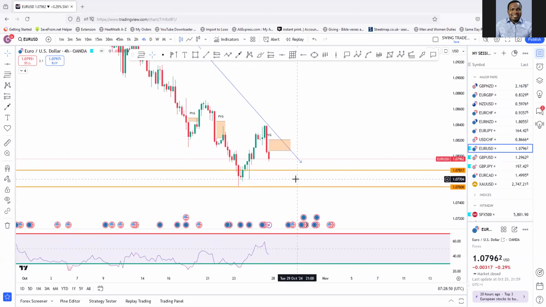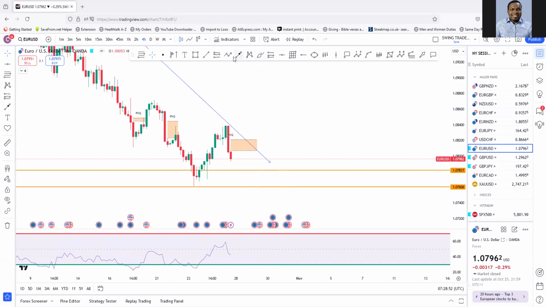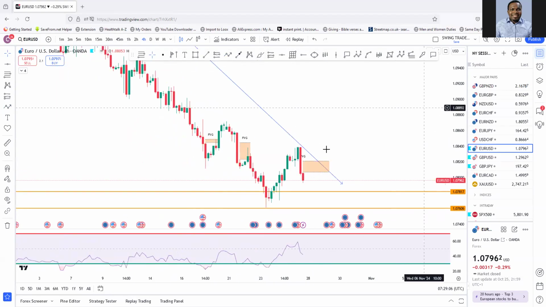But sell pressure will be considered when and after price breaks this level. If price breaks here, any possible retracement could be a possible sell. That's what I'm looking at on this pair.